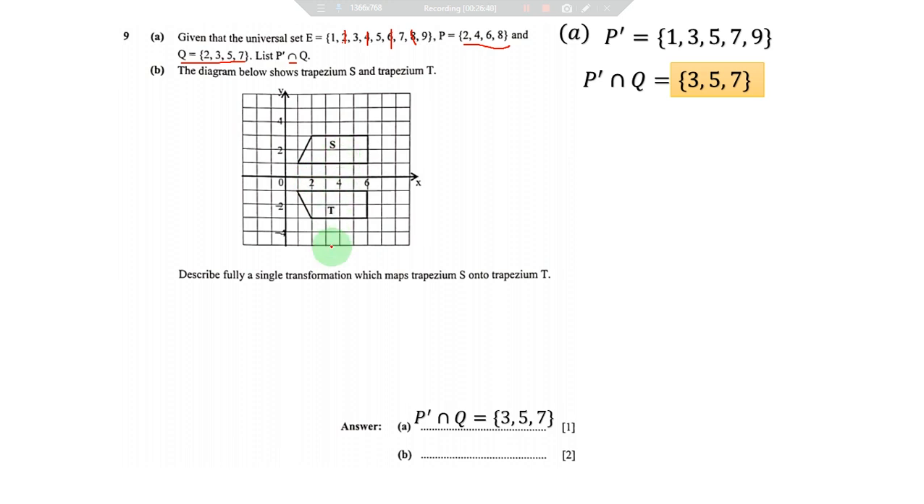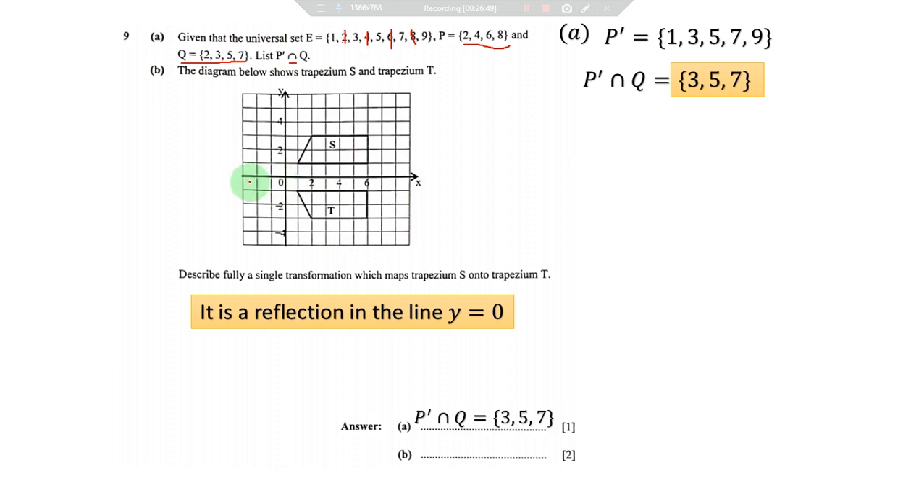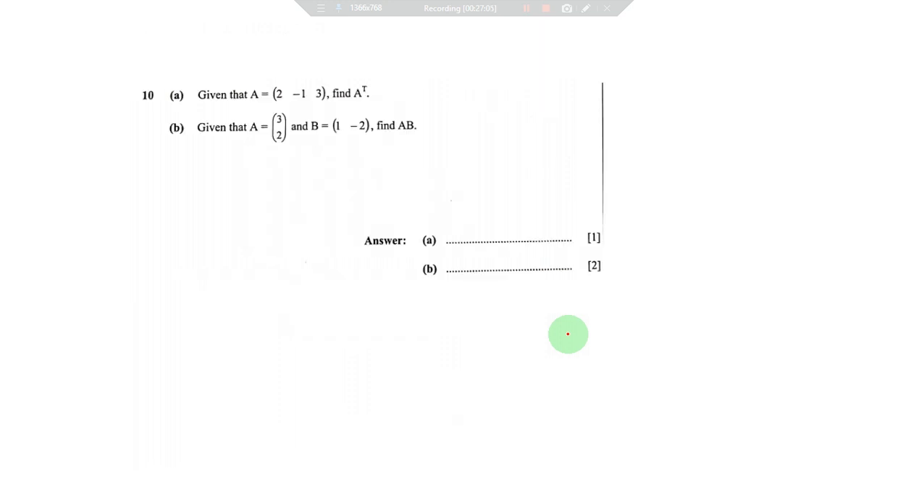So we'll write it down in written form. We'll say it is a reflection in the line y equals 0. So y equals 0 is the x-axis, this line here, that is the mirror line. This is the mirror which is reflecting this object to form that image, the T. Okay, we're done there. We go to our last question.